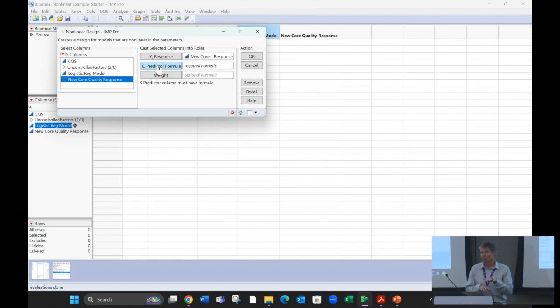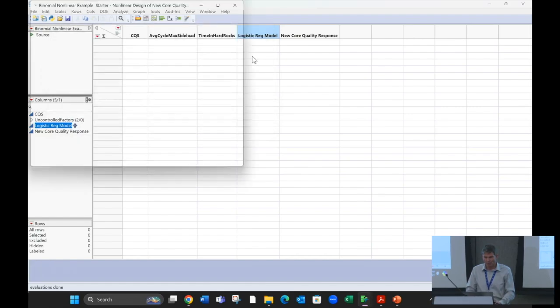But there's a nonlinear platform in here. You can make it any formula you want in here, like the Arrhenius-Celsius function. Okay, so I'm going to go ahead and put the logistic regression model in here. And honestly, we should create a new weight here, but we won't.